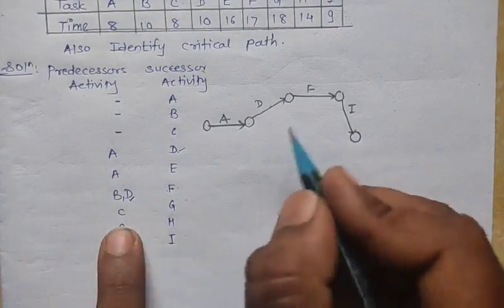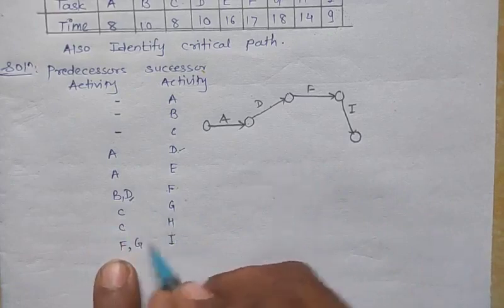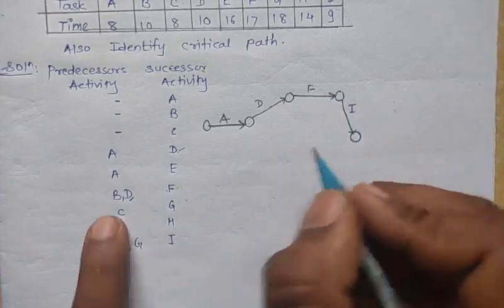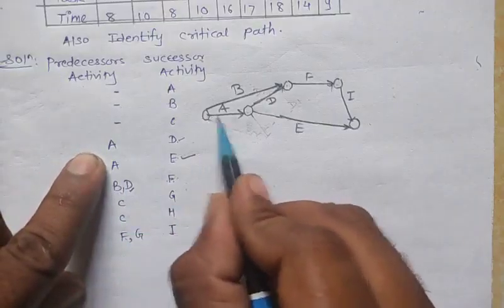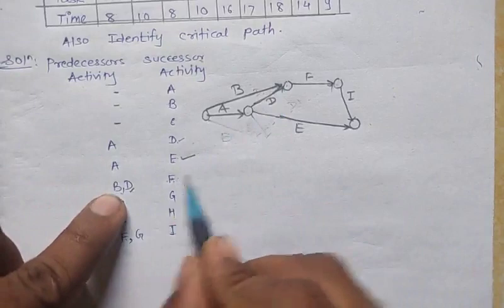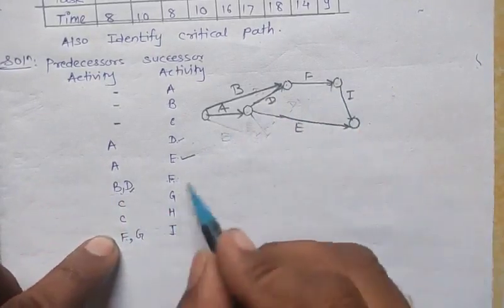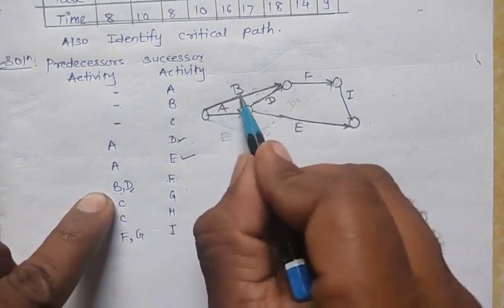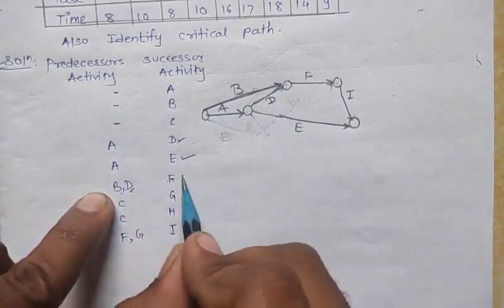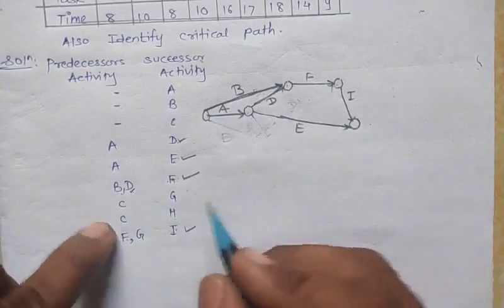Next C goes to F, C goes to G and C goes to H, and here F goes to I is done. So next is A goes to E. Let's see, A goes to D, D goes to F, F goes to I. Okay, so this completes. Next B goes to F, so this is B, B goes to F, so this is done. F goes to I, this is also done.